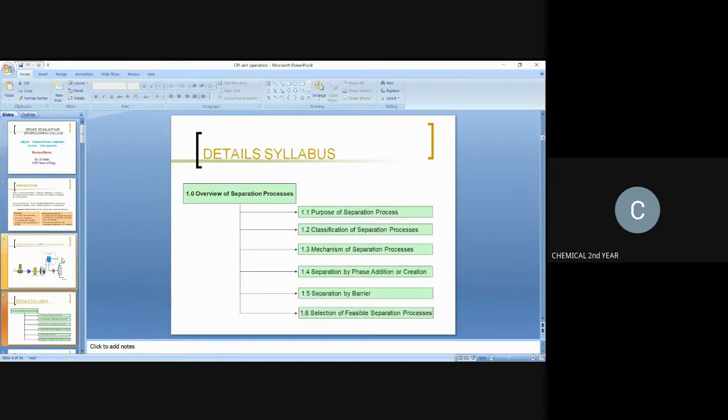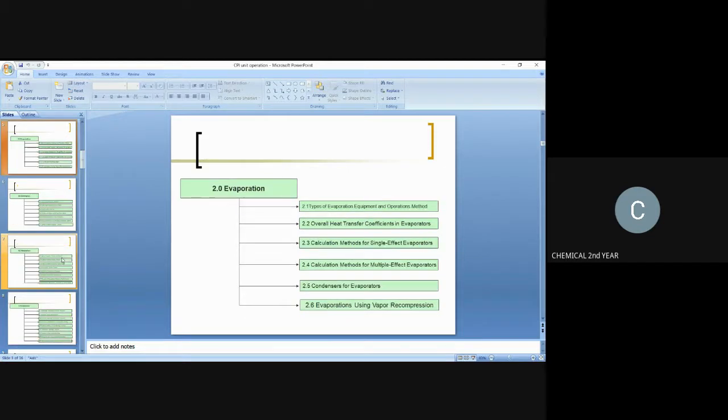The detailed syllabus of CPI includes overall separation process. In this, we will see the purpose of the separation processes, classification of separation processes, mechanism of separation processes, separation by phase addition or creation, separation by barrier, and selection of feasible separation process. And in unit 2 is evaporation. In this, we will see the types of evaporation equipment or operation methods and overall heat transfer coefficients in evaporators. Next, calculation methods for the single effect evaporator and the multiple effect evaporator, condensers for evaporators, and evaporation using vapor recompression.